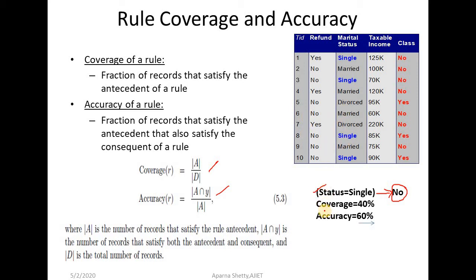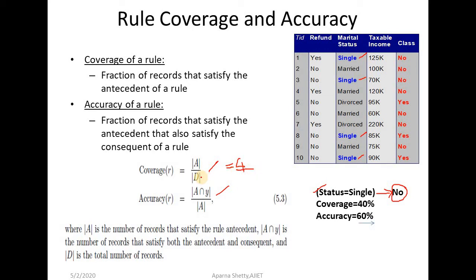Now let us compute the coverage of this rule and the accuracy of the rule. First, let us compute the coverage of this rule. So coverage is given by the number of records that satisfy the rule antecedent divided by the total number of records. So rule antecedent is status is equal to single. So how many records satisfy status is equal to single? Just the rule antecedent. 1, 2, 3, 4. So mod A is 4. 4 records satisfy the rule antecedent.